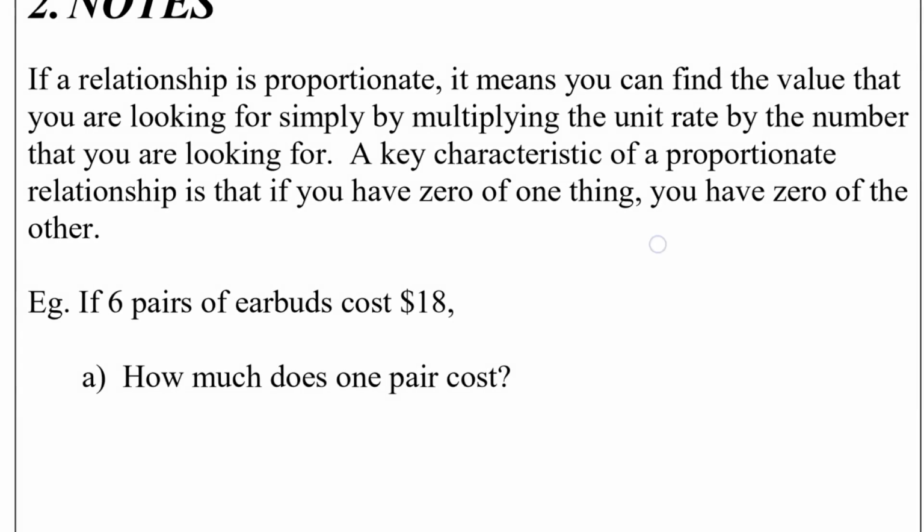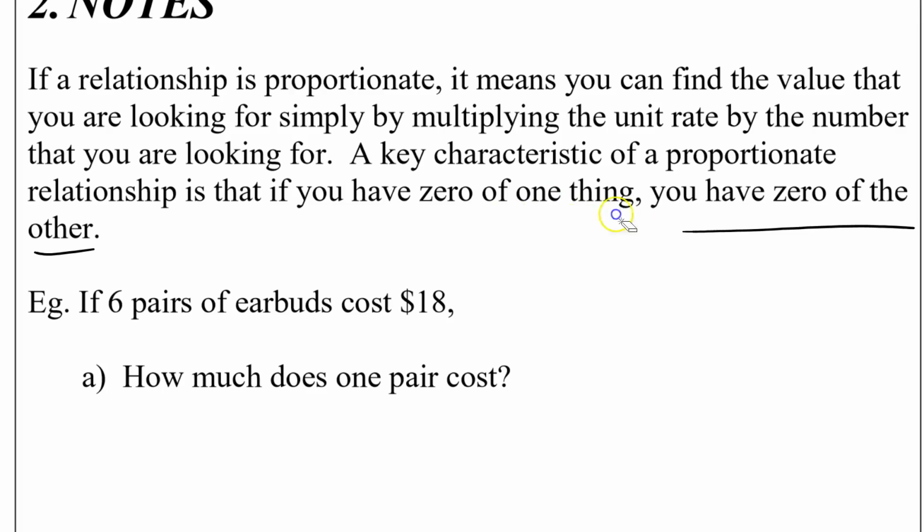So if a relationship is proportionate, it means that you can find the value that you are looking for by simply multiplying the unit rate by the number you're looking for. A key characteristic of a proportional relationship is that if you have 0 of one thing, then you have 0 of the other.